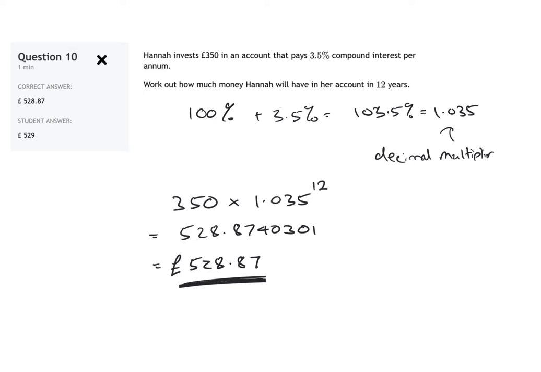If we look at the student answer, they said 529. They've rounded it to the nearest pound. That is incorrect. That's not what the question would want you to do. We need to do it to the nearest penny. Things to write down, you would definitely write down this calculation, and you can just write down the rounded answer. You do not need to put this workings, and you do not need to put this line.